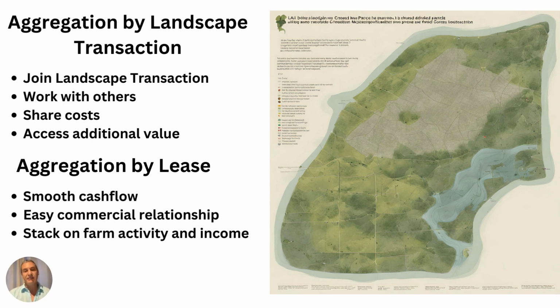And of course, there's aggregation that we offer at a farm level for each of the individual farmers through our lease. That enables people to smooth their cash flow. Being a lease, it's a far easier commercial relationship than a carbon service agreement, etc. And it allows us to then acquire the biodiversity and the other opportunities within the landscape and then move them onto on-farm activity and income for each of our leases.